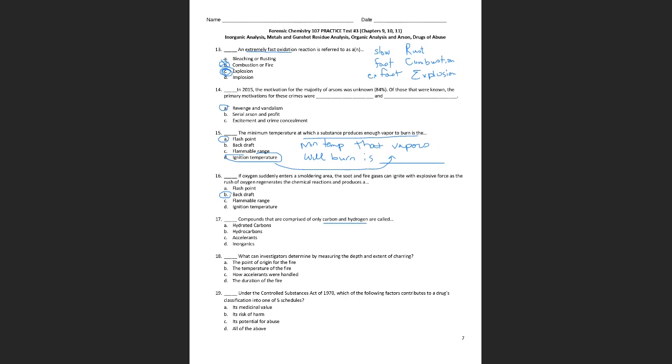Compounds comprised of only carbon and hydrogen are called hydrocarbons. So sometimes we show them as CxHy because they only have those 2 elements in different proportions. For example, octane has 8 carbons and 18 hydrogens, or butane with its 4 carbons and its 10 hydrogens. Those are all alkanes, and they're also called hydrocarbons.